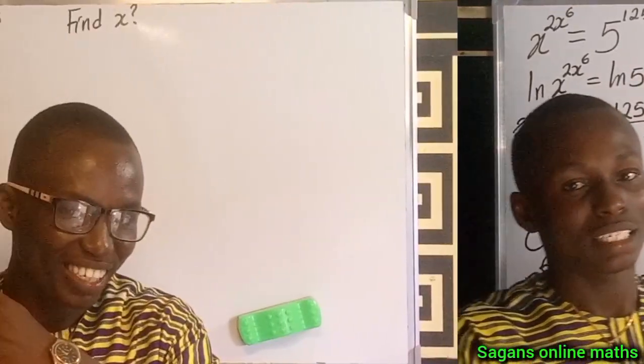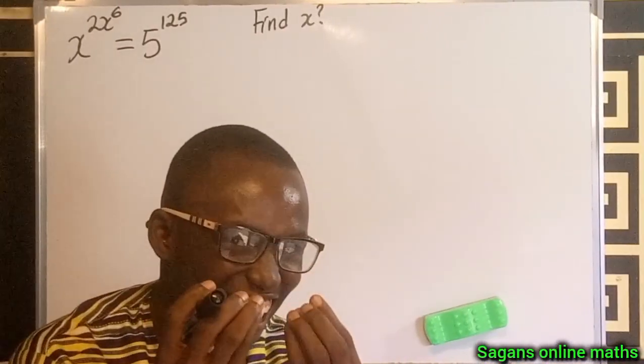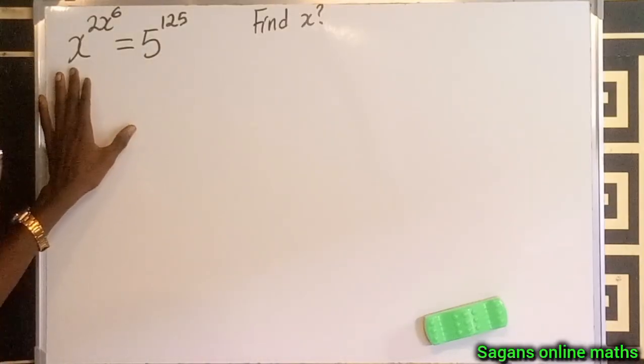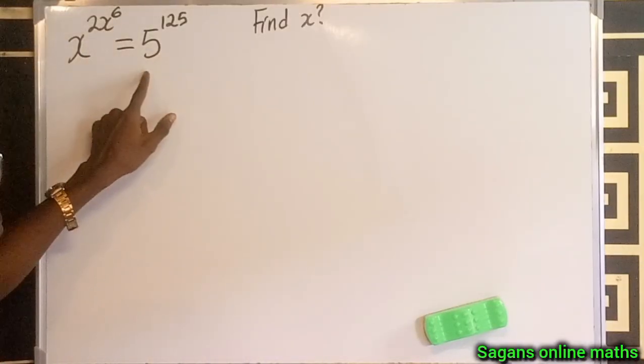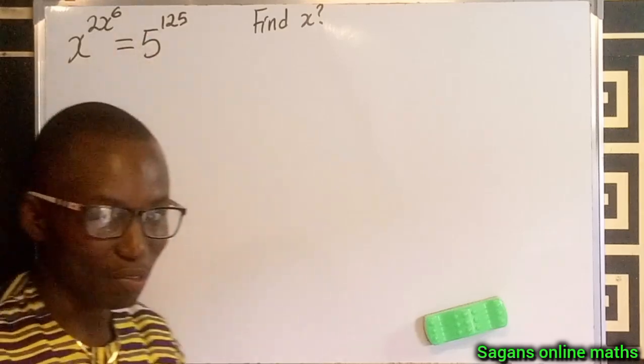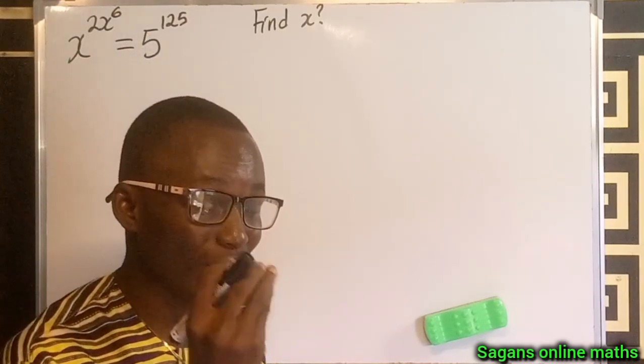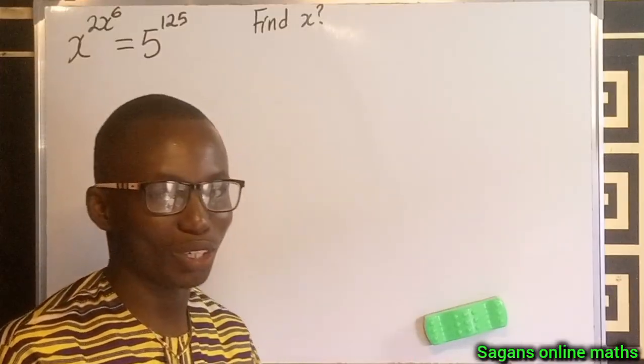Have you seen method 2 for this? Very interesting, right? Let's consider this method. The question is x to the power 2x to the power 6 equals 5 to the power 125. I'm going to avoid the lambda derivative function. I'm going to show you another interesting and amazing way you can solve this question.